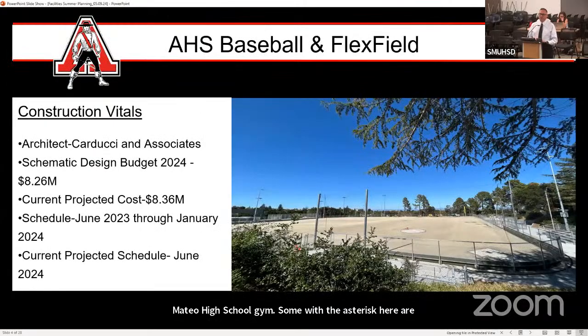For our Aragon baseball and flex field, the construction vitals: Carducci and Associates is our architect, and our schematic design budget that was adopted in 2024 is 8.26 million, and we are targeting 10,000 over that, 8.36 million. Our schedule was June 2023 through January 2024, and our current projected schedule is running to June of 2024.